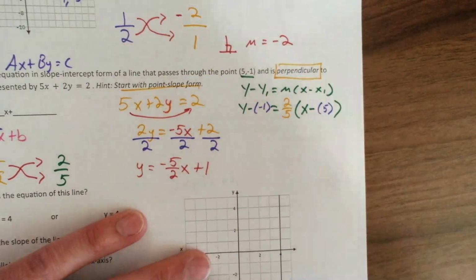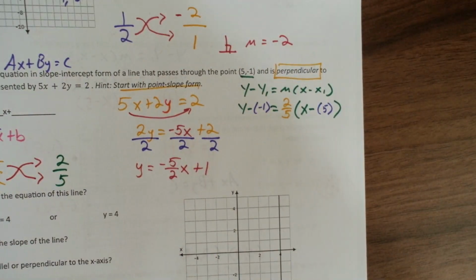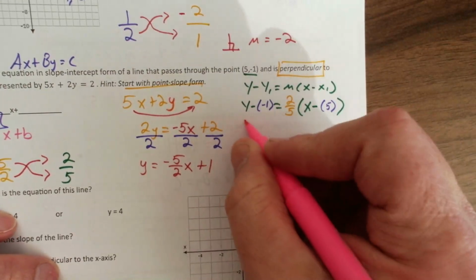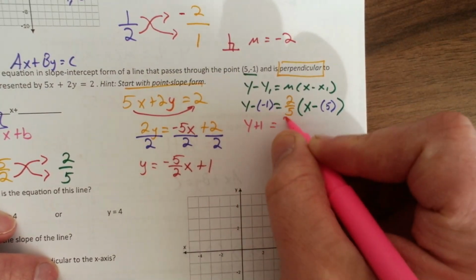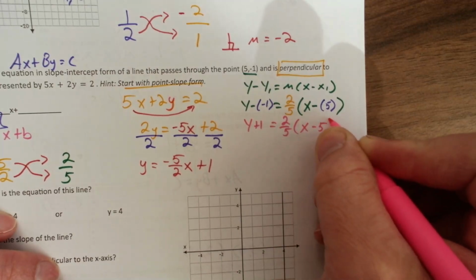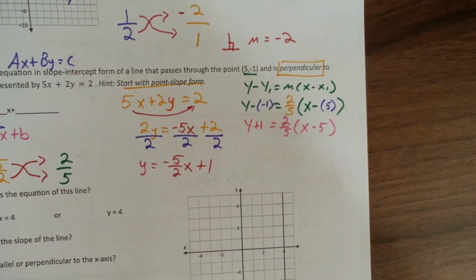All right, let's deal with some stuff. Let's simplify some stuff here. Start with this. Y minus negative 1, y plus 1 equals 2 over 5, x minus 5. That doesn't change at all because the 5 is positive. Okay, step number 1 done.